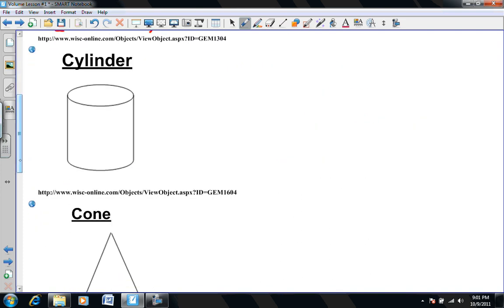Our cylinder looks like a can. And a cylinder has really two important measurements that you need to know. Just like a circle, it has a radius, but a cylinder also has a height to it. And if you know the radius and the height, you can figure out the surface area and the volume of a cylinder. The volume can be found by taking pi times the radius squared times the height. That's the formula that'll tell you how many cubes fit inside the cylinder.